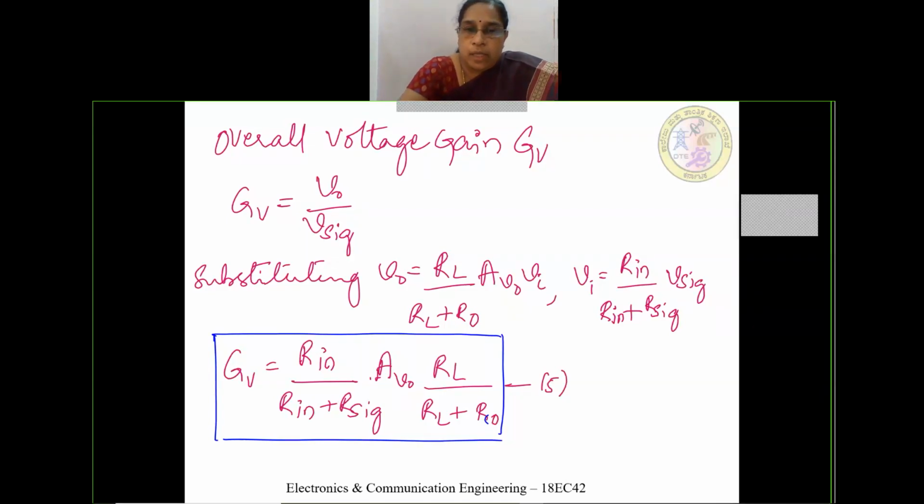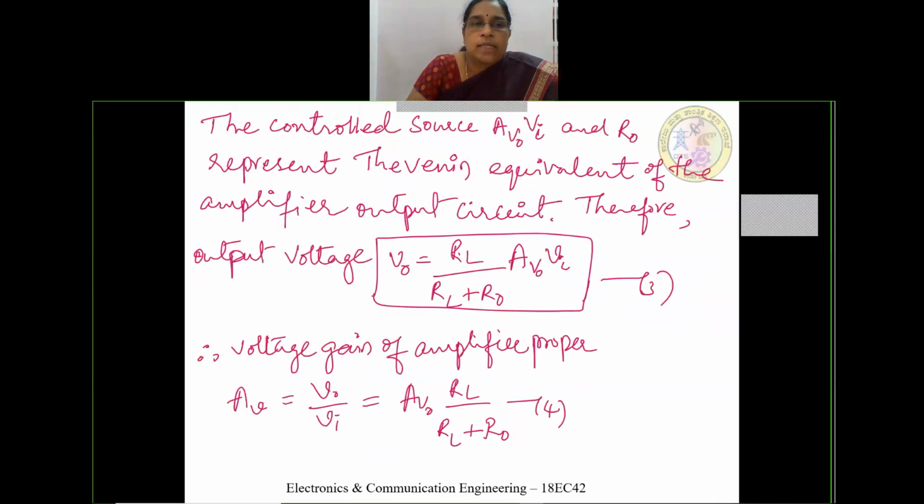In the definition of V naught, there is a term called Vi. But what is Vi in terms of the resistors? Vi is equal to Rin divided by Rin, that is input resistance, plus R signal, that is the internal resistance of the signal source, into V signal. So now we will write a complete expression for the overall voltage gain, by including all the available parameters. By substituting V naught as well as Vi, it is possible to write what this GV is.